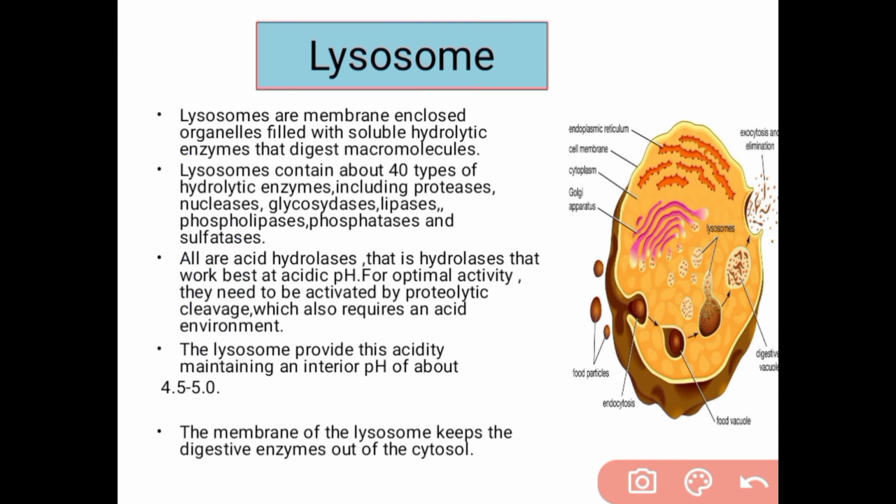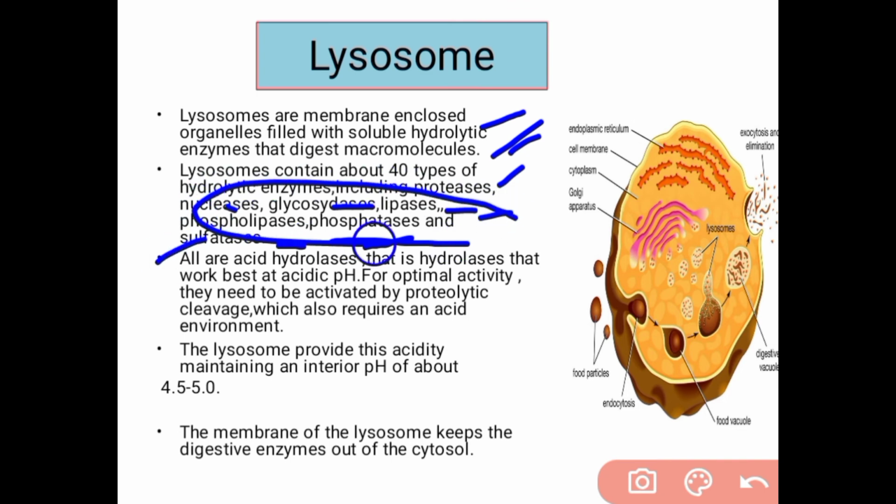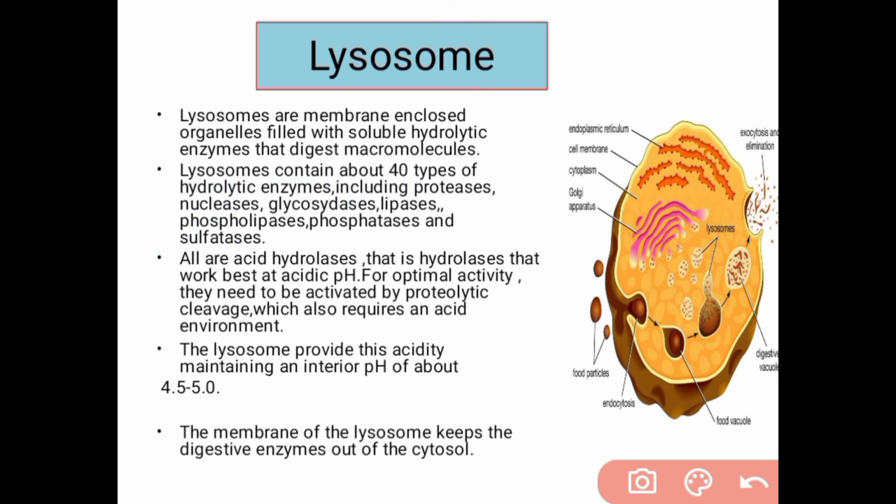Then coming to the lysosome. Lysosomes are membrane-enclosed organelles filled with soluble hydrolytic enzymes that digest macromolecules. Lysosomes contain about 40 types of hydrolytic enzymes, including proteases, nucleases, glycosidases, lipases, phospholipases, phosphatases, and sulfatases. These are the enzymes which are present in the lysosome. All are hydrolases that work best at acidic pH.